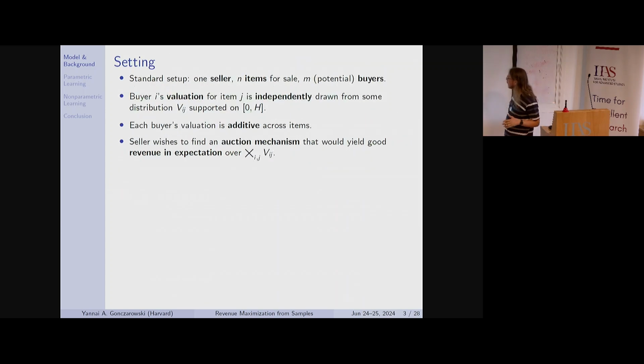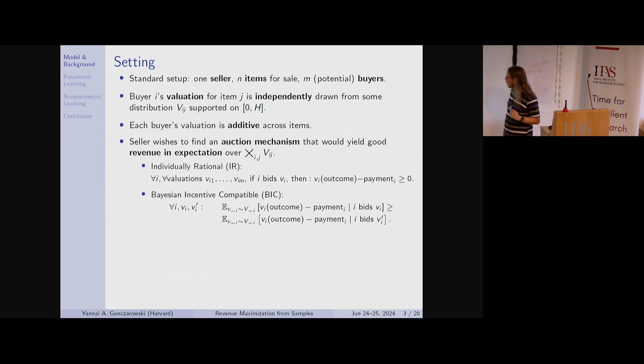Exponentially many is too many. And we said we have one seller, n items for sale, m potential buyers. Each valuation is independent, so i's valuation for item j is drawn independently from a distribution Vij supported on [0,h]. Valuations are additive across items, and the seller wishes to find an IR and IC mechanism that yields good revenue in expectation over this distribution.